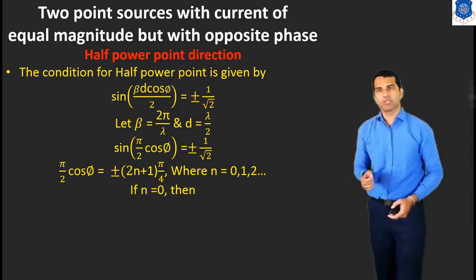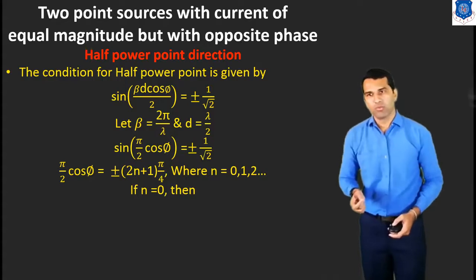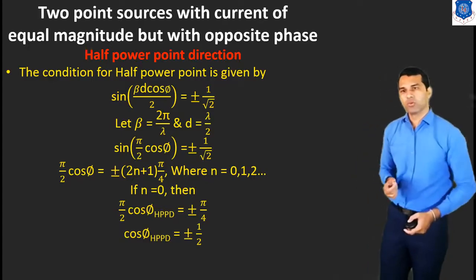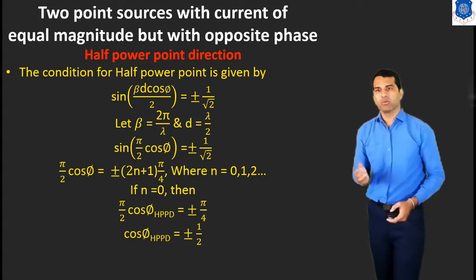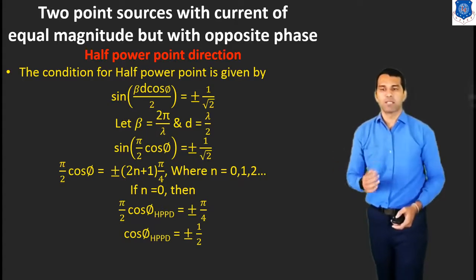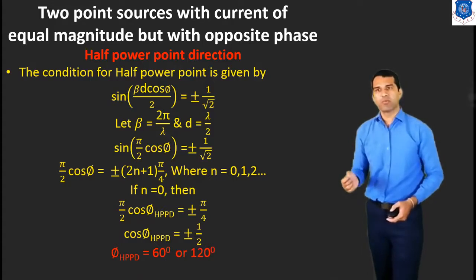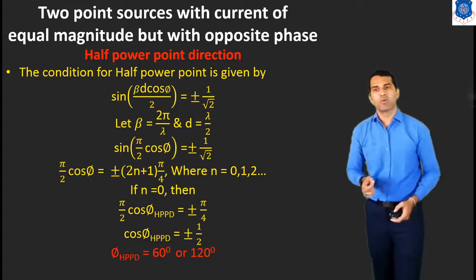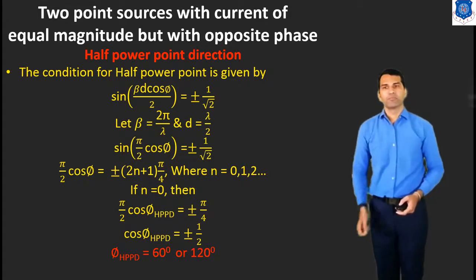So when we solve this equation, we put the condition n = 0. So we can write (π/2) cos φ = ±π/4. So this is the π/4, and here the π/2, so we get on the right hand side nothing but 1/2. So the half power points for the two point sources with currents of equal magnitude but opposite phase are 60 degrees and 120 degrees.